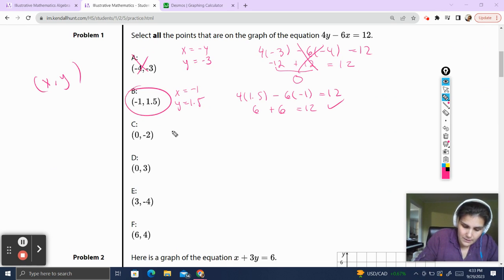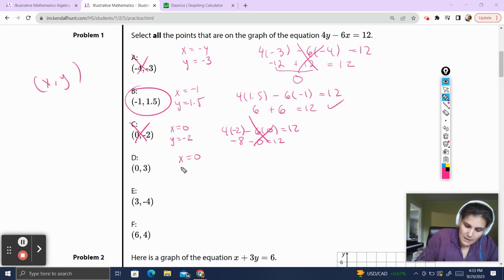Let's go on to the next one. In this case, x is 0, y is -2. 4 times y, which is 4 times -2, minus 6 times 0 is equal to 12. 4 times -2 is -8. Minus 0 is equal to 12? Not true. Not in our graph.